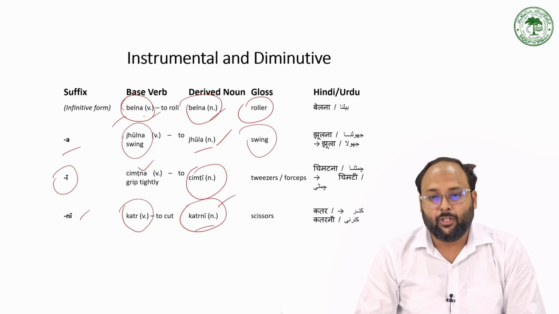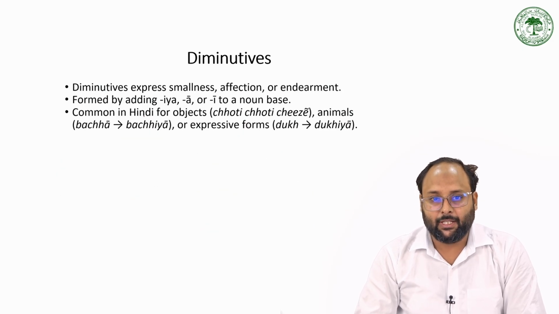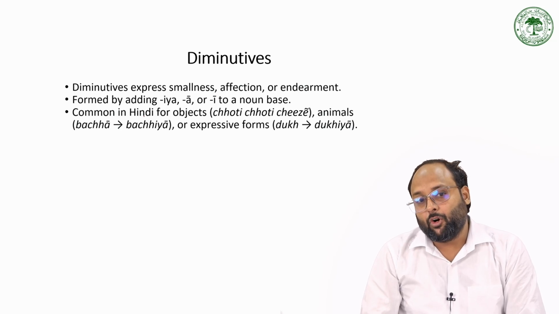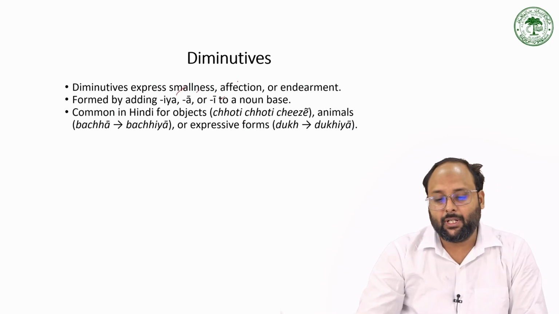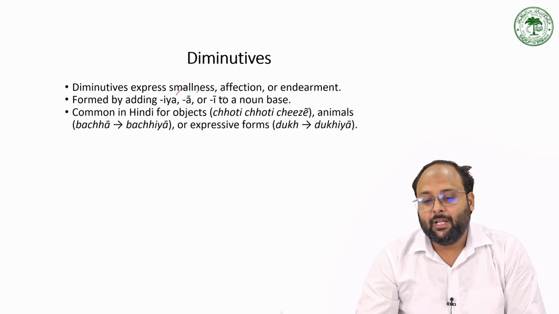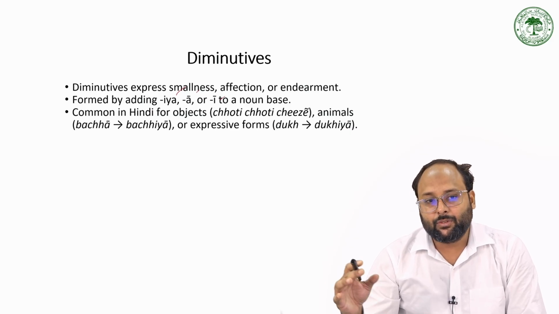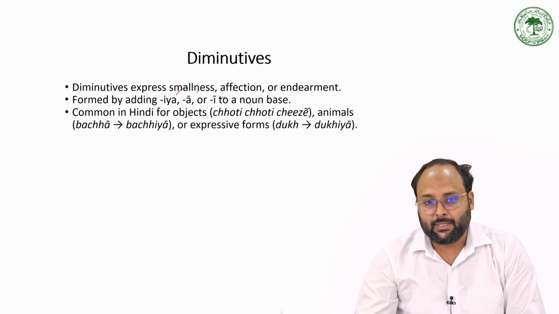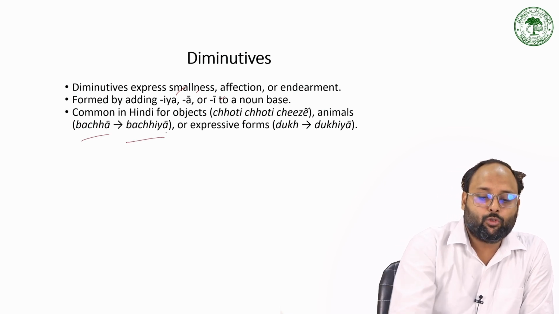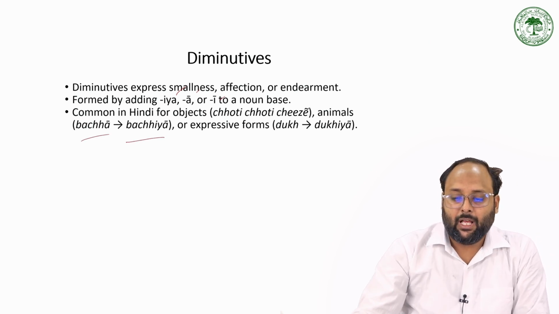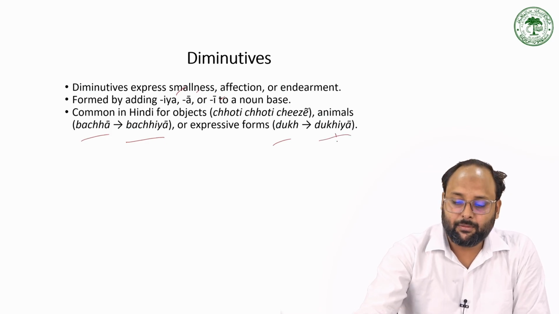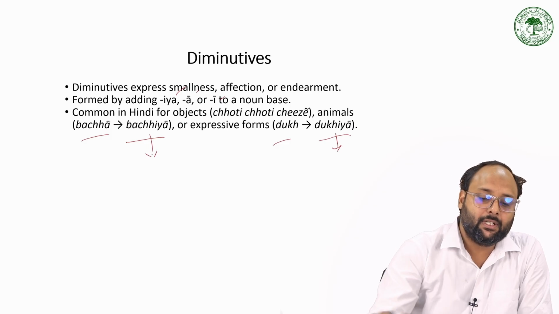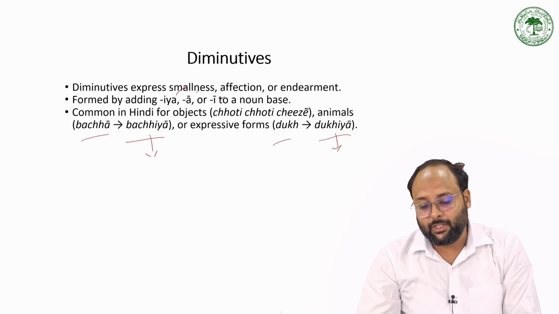Instrumental noun that we are deriving from the base verb. And the diminutives can be derived by adding some ya, a, and e suffix into the noun base. So diminutive expresses the smallness or the affection or the endearment of the meaning. So when we use some object in terms of smallness, like bachcha becomes bachchu or bachiya, and dukh becomes dukhiya. So this kind of noun dukhiya comes under the diminutives. Bachiya comes under the diminutives, or bachchu also comes under the diminutives.